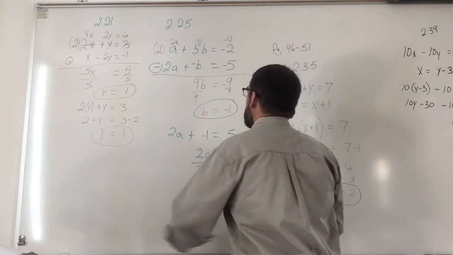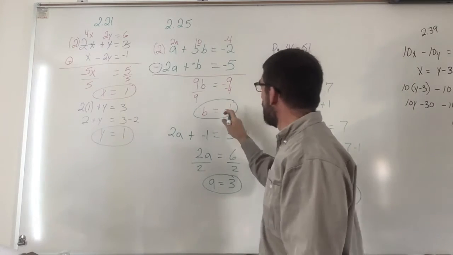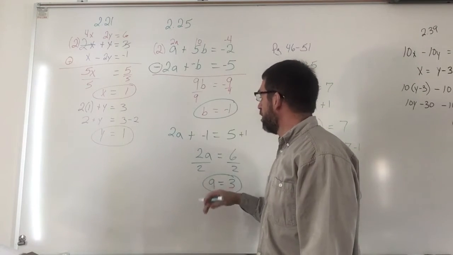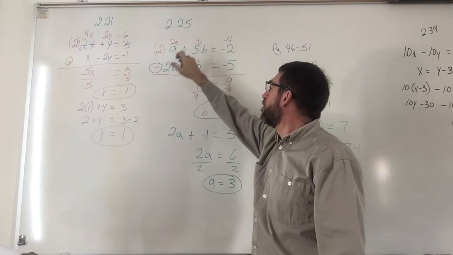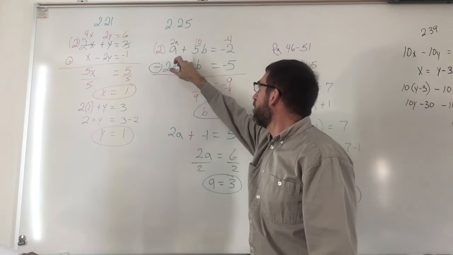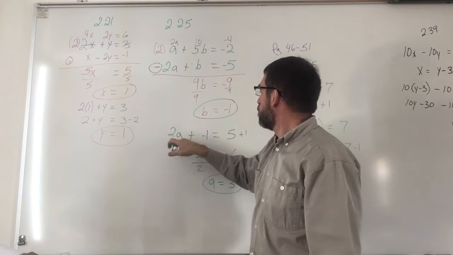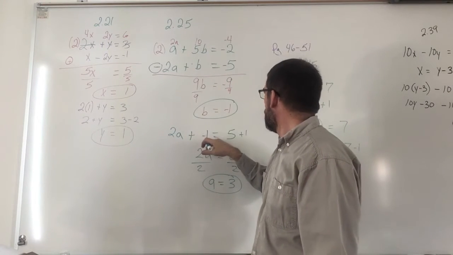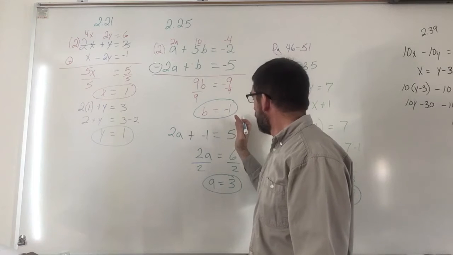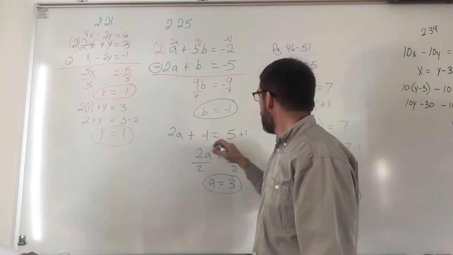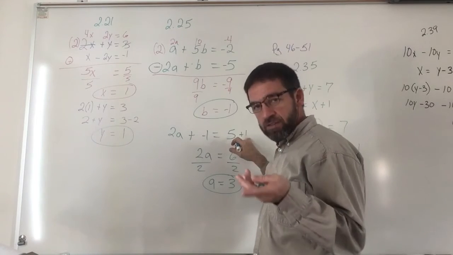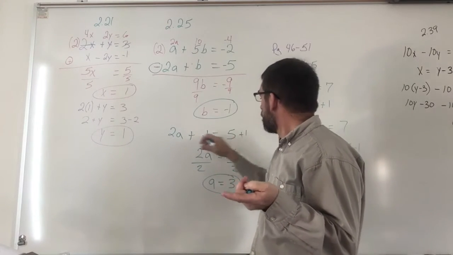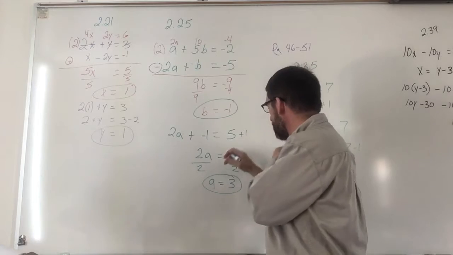Okay, now I put negative 1 in the B spot, and you can choose whichever one you wanted. You could have put it here, but I chose to put it there. So I got 2A plus negative 1 equals 5. So I just immediately brought the negative 1 over here to the side. It makes him a positive 1. Bring him across, so that makes me 6.